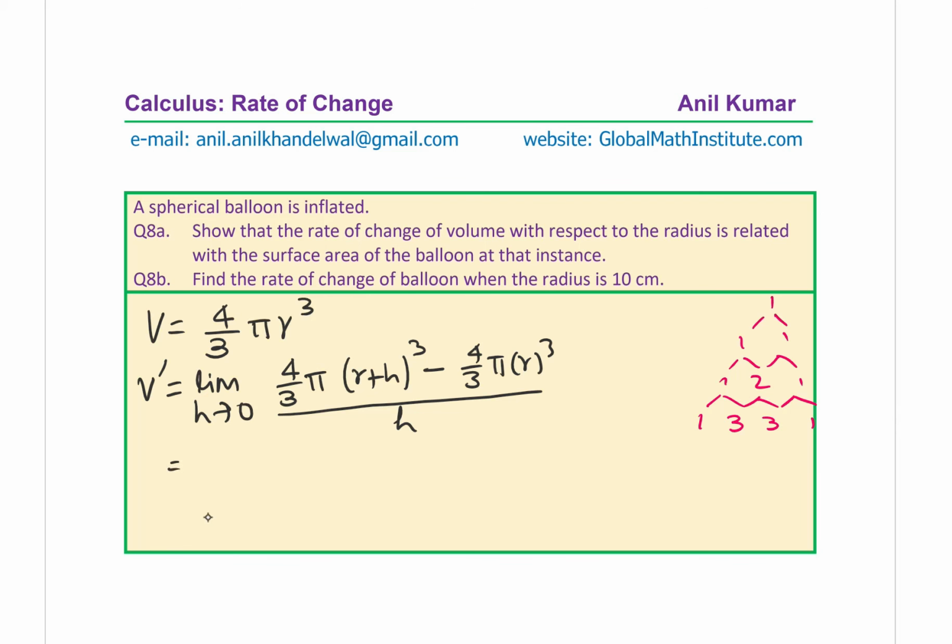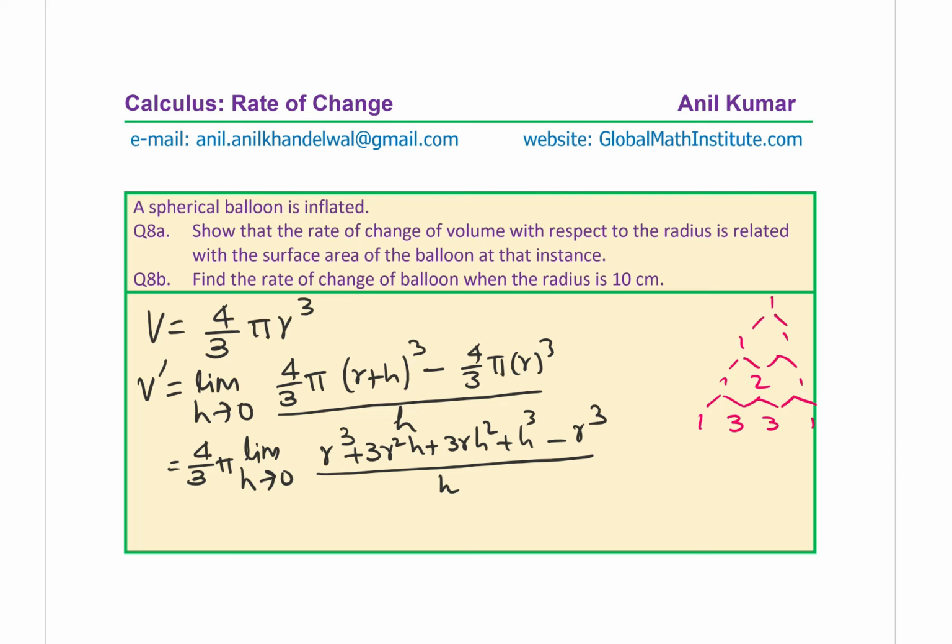And of course 4 by 3 pi is common. So we can write the constant 4 by 3 pi to start with. Because when we are taking limit h approaches 0, this constant is independent of h. So it doesn't really matter, right? Here we have, now we'll expand this part. We have r cube plus 3 r square h plus 3 r h square plus h cube minus. We took 4 by 3 pi common, so minus r cube over h. Is that clear to you, right?